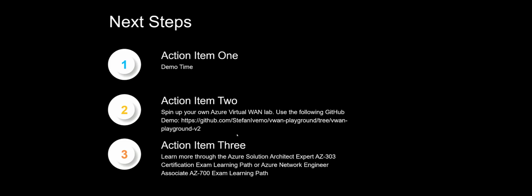And then action item number 3, as you walk away from this, hopefully having understood and leveled up those Azure Virtual WAN skills, do go take a look at the Azure AZ-303 Azure Solution Architect Expert Certification Exam learning path. You'll find additional virtual WAN information within that learning path, or you can also now go to the Azure Network Engineer AZ-700 exam learning path. There's more Azure Virtual WAN content in that learning path, as now Microsoft has a dedicated network engineer certification. So I encourage you to go check that out in the AZ-700 to get more information and get certified.